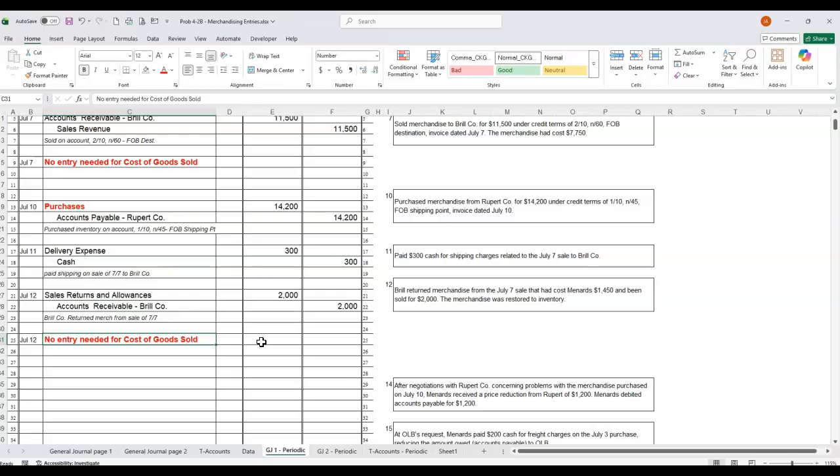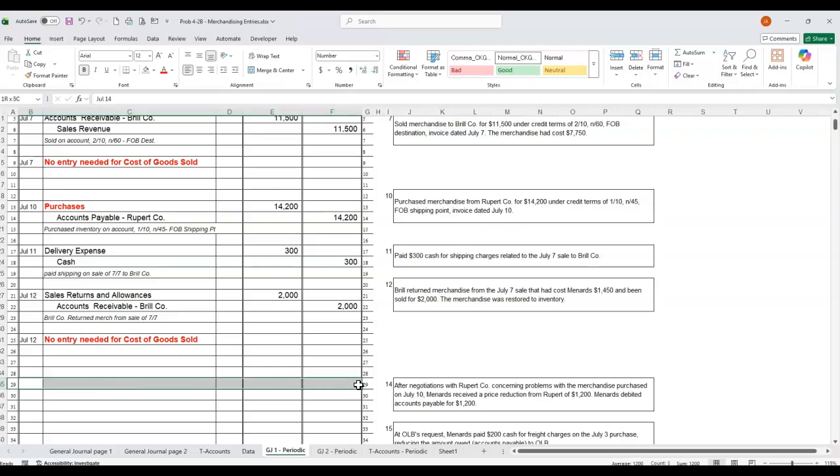Again, in the periodic method, if there's an entry to the inventory account, it's either to some other account like purchases, or it's not done at all. In this case, it's to two accounts that aren't used in the periodic method during the period: cost of goods sold and inventory. So we just ignore it.